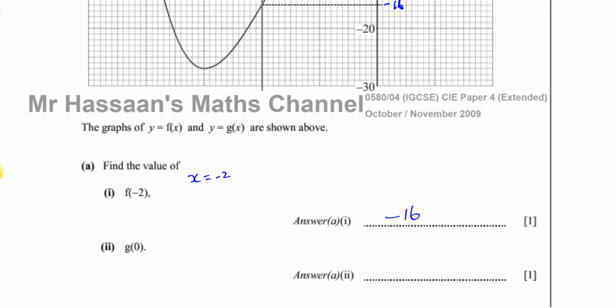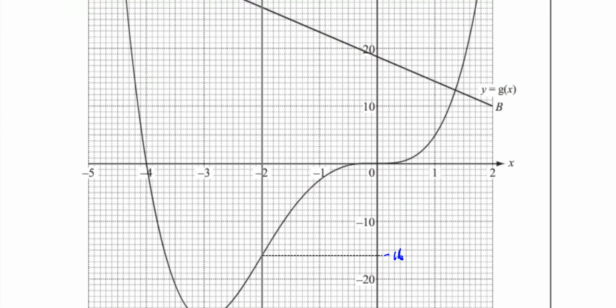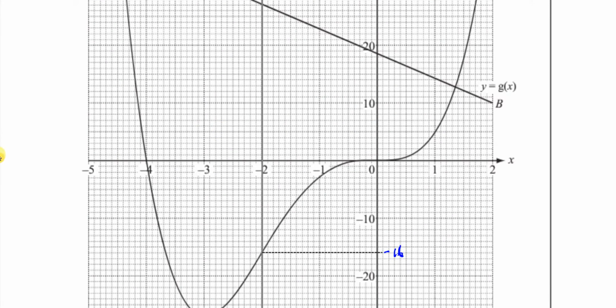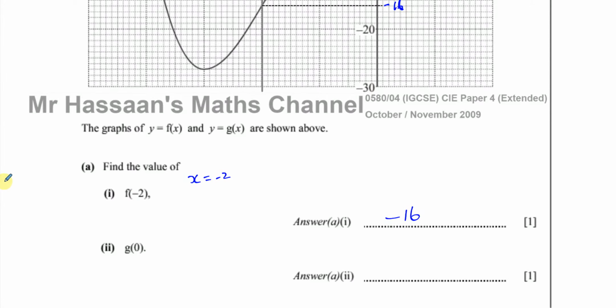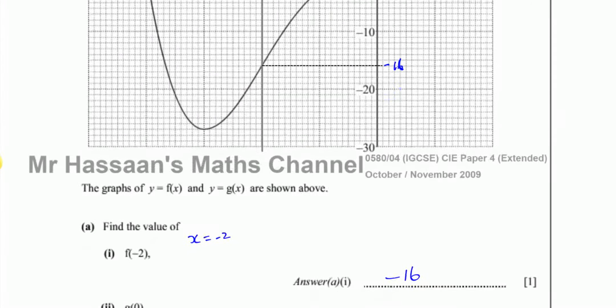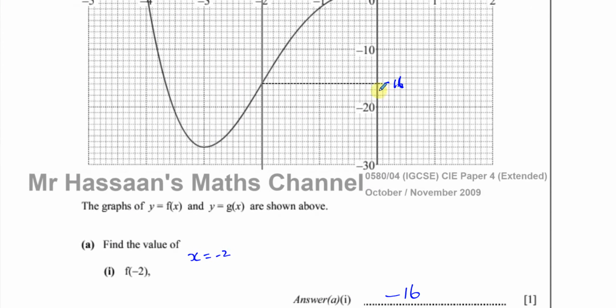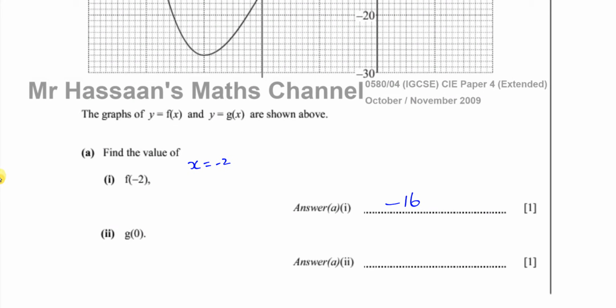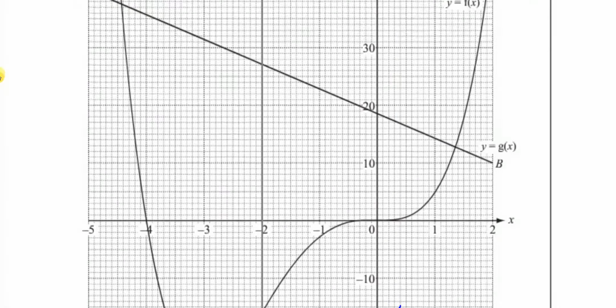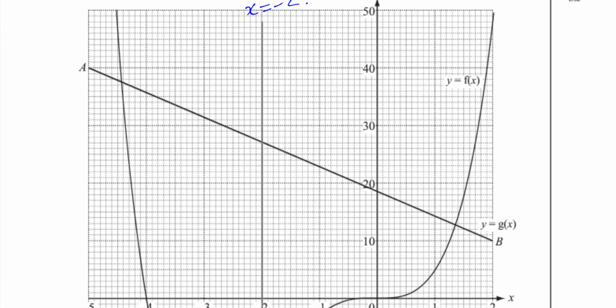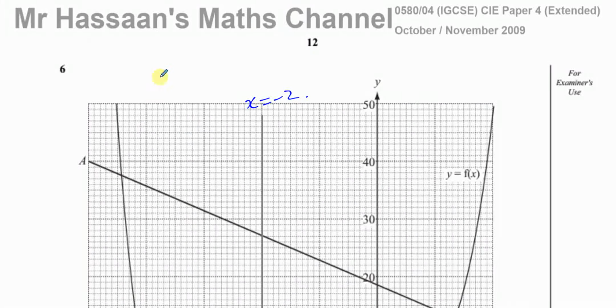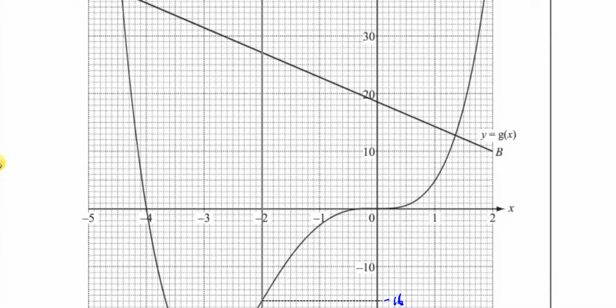And the steps are shown here in the diagram. I've drawn the line x equals minus 2, and then I've found where it hits the curve y equals f of x, and I wrote down the y value of that point. Then I've got to do g(0). Well, that's where you put 0. You draw the line x equals 0.